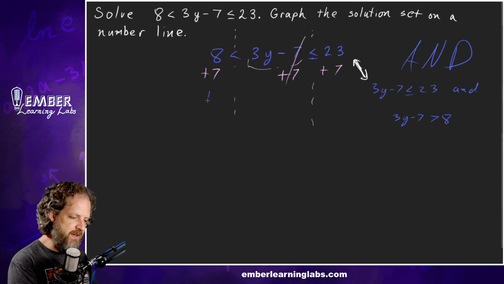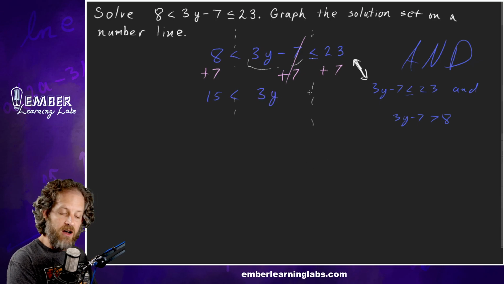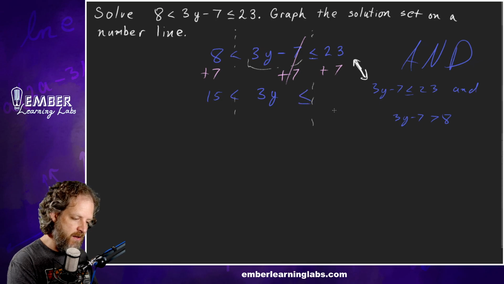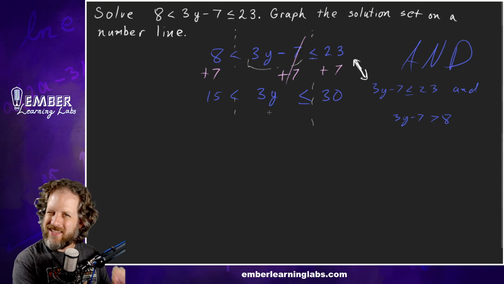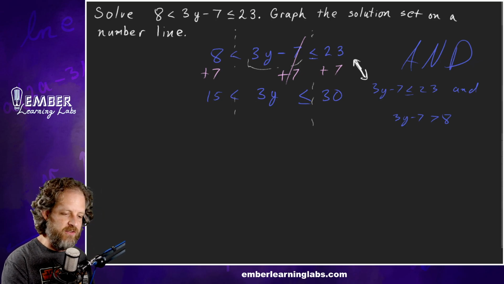On the inside, in this middle one, the 7s cancel. So 8 plus 7 is 15. Then we have a less than, and all that's left on the inside is 3y. And then on the right side, we have 23 plus 7, so it's 30. Okay, so we still need to get y by itself. That's still the same goal.